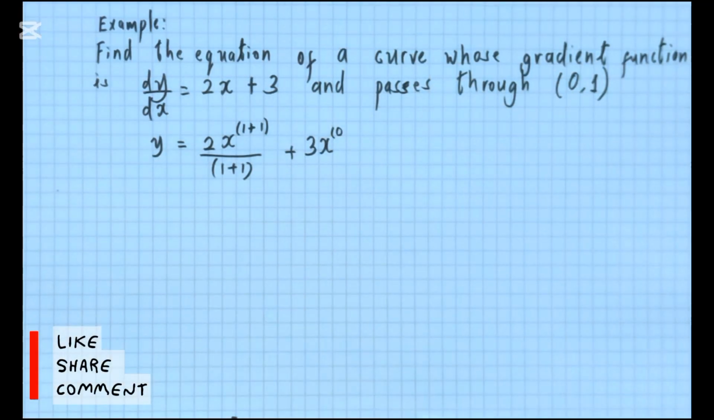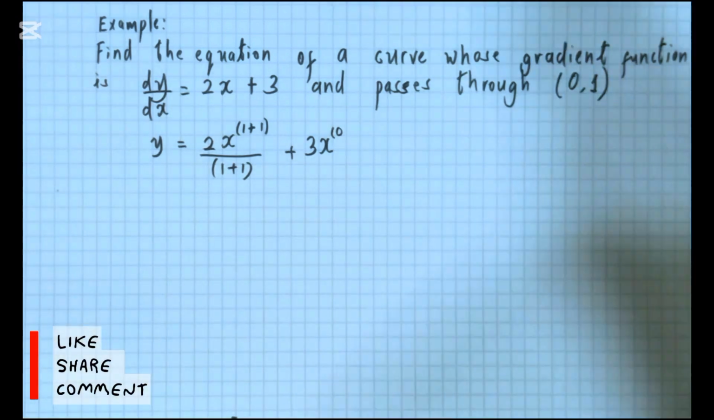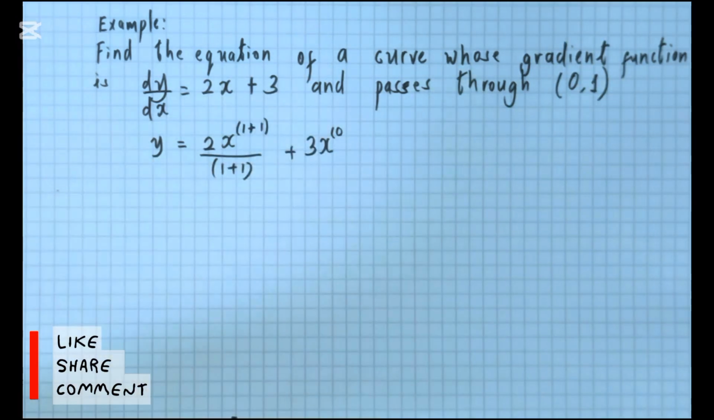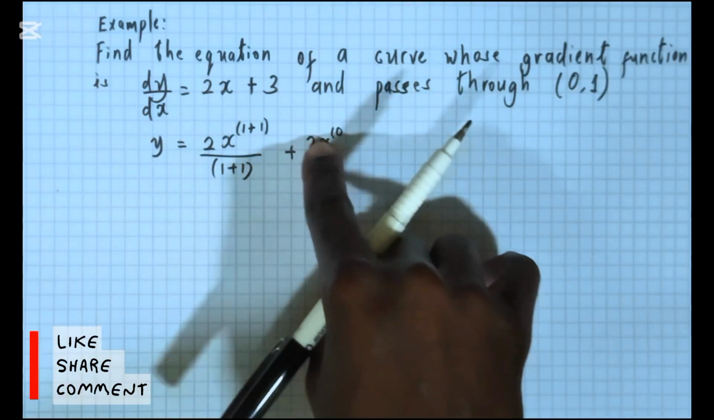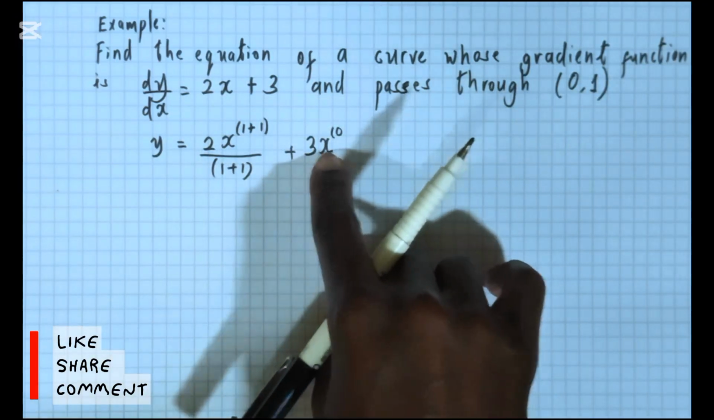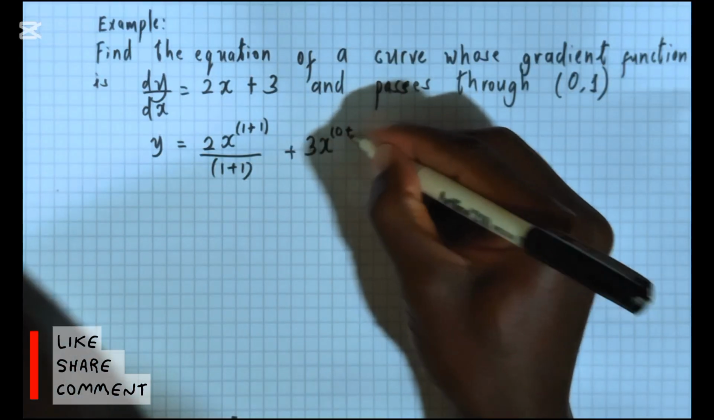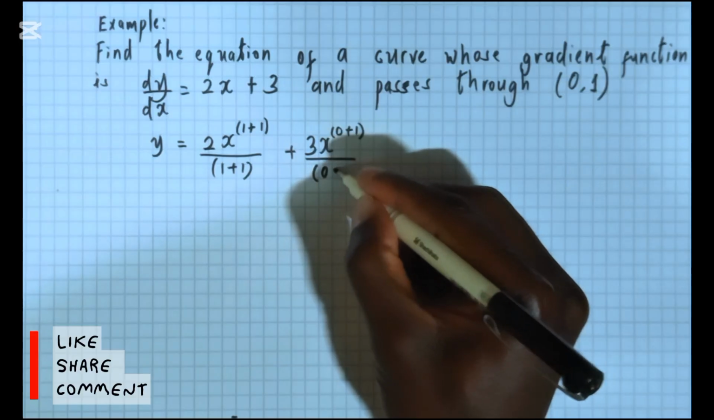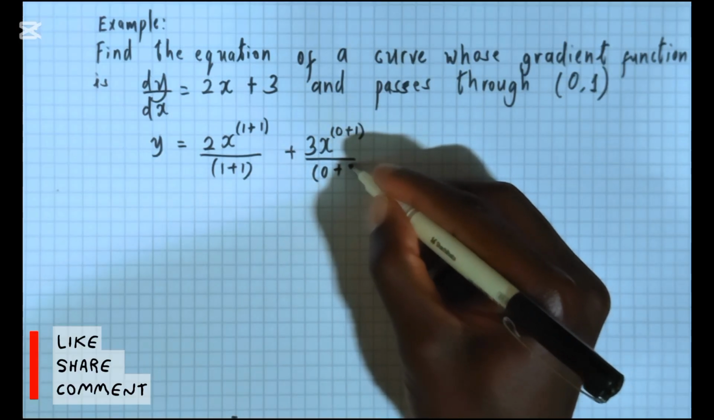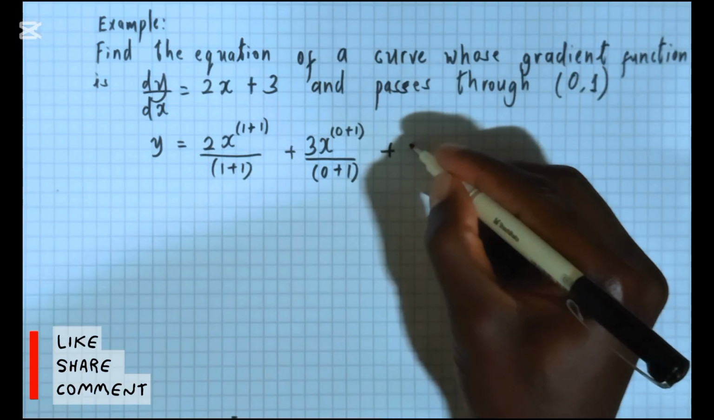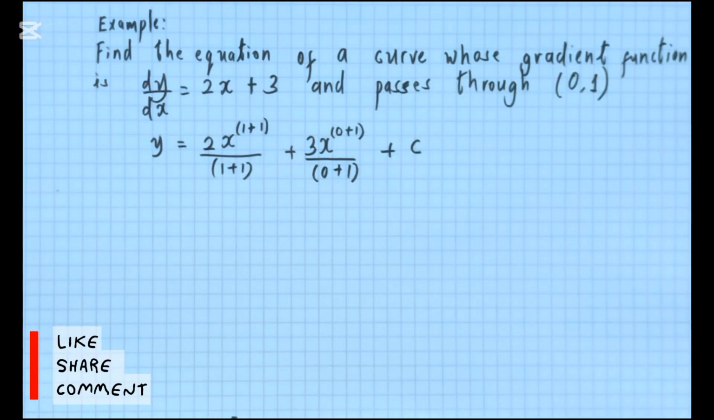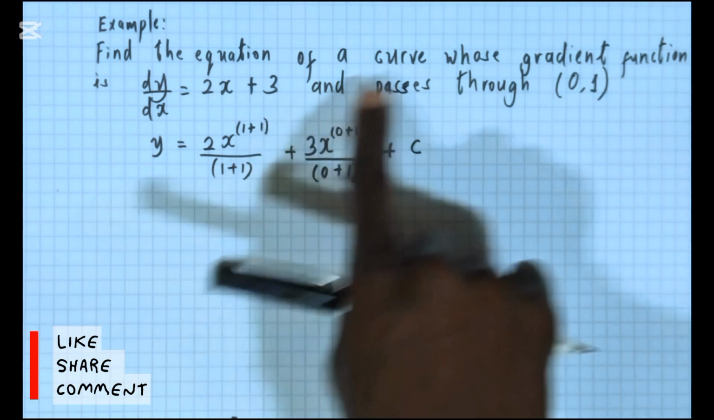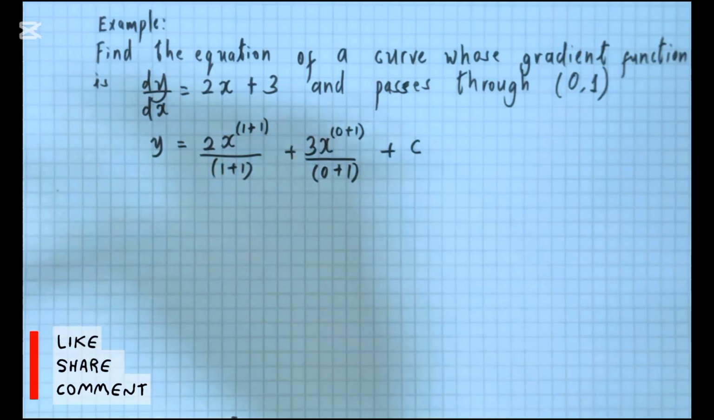Anytime a number is raised to 0, it's equal to 1. So that is why you are not seeing x next to 3 there, but actually x in this particular case is raised to 0. So we're going to have 3x raised to 0 plus 1. Whatever we get out of that, we're going to divide by the whole term, which is going to be 0 plus 1, and everything then plus c, which we said is the y-intercept describing the equation of this particular curve, the point of intersection between the curve and the y-axis in the Cartesian plane.